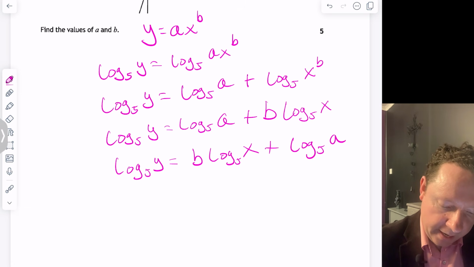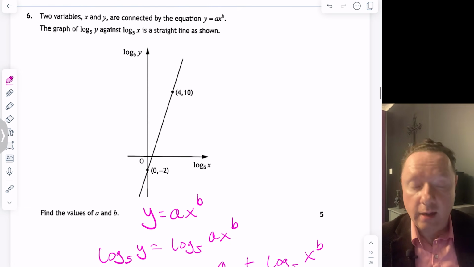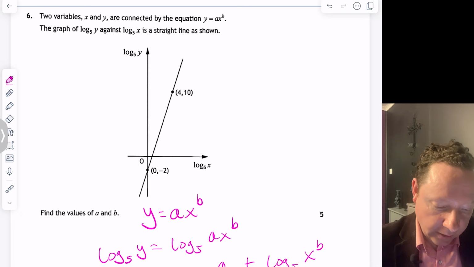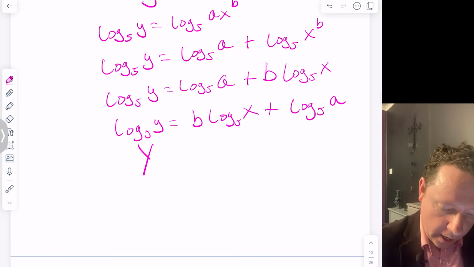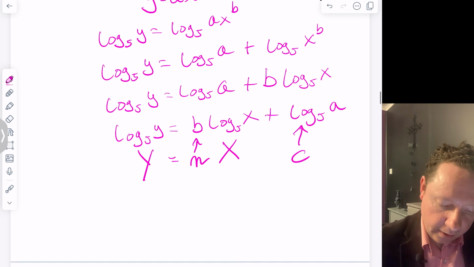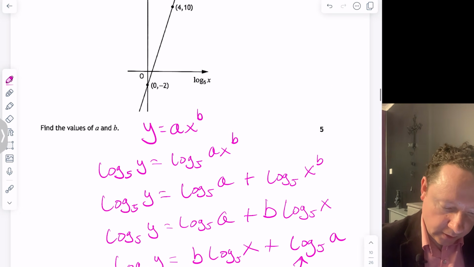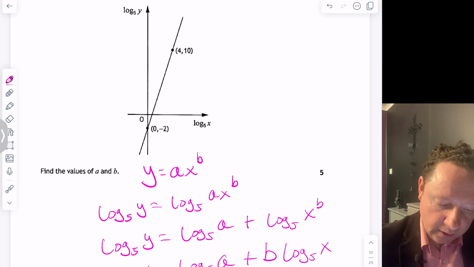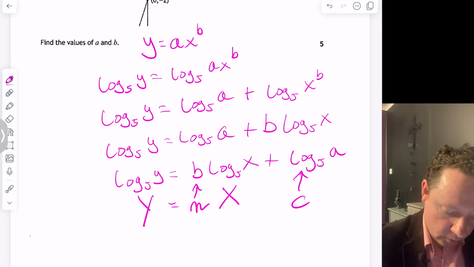So now just comparing your graph, your y-axis is log base 5 y, so that's like your y, and your x-axis is log base 5 x, so that's like your x. So that bit there is your gradient, mx, and that bit there is your c. So the gradient is b. So what's the gradient of this line? Well, I've got 2 points, (0, -2) and (4, 10). So the gradient between (0, -2) and (4, 10) is what we're going to do.